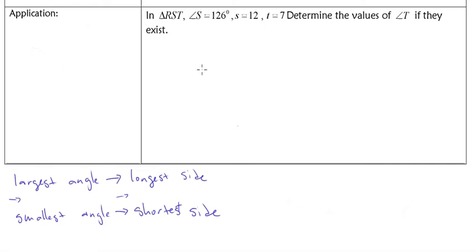So we've got RST, and S is 126 degrees, so I'm going to make this angle over here S and have it be larger than 90, so my sketch is somewhat accurate. So 126 degrees, this is angle S. Side S, the one opposite of it, is 12 units. And then T is going to be 7, so let's call this one over here side T, so this will be angle T. We could have chosen the other side, it's all just really arbitrary. Determine the values of T if they exist.